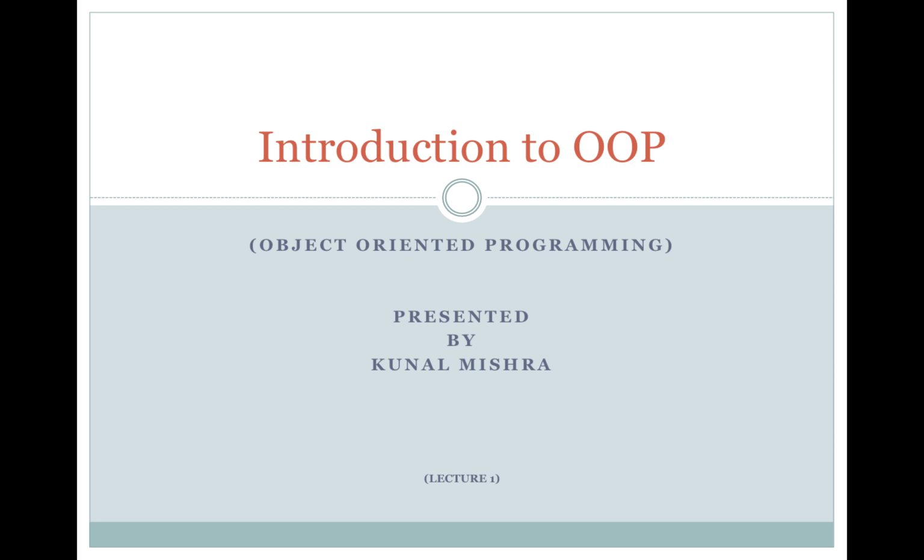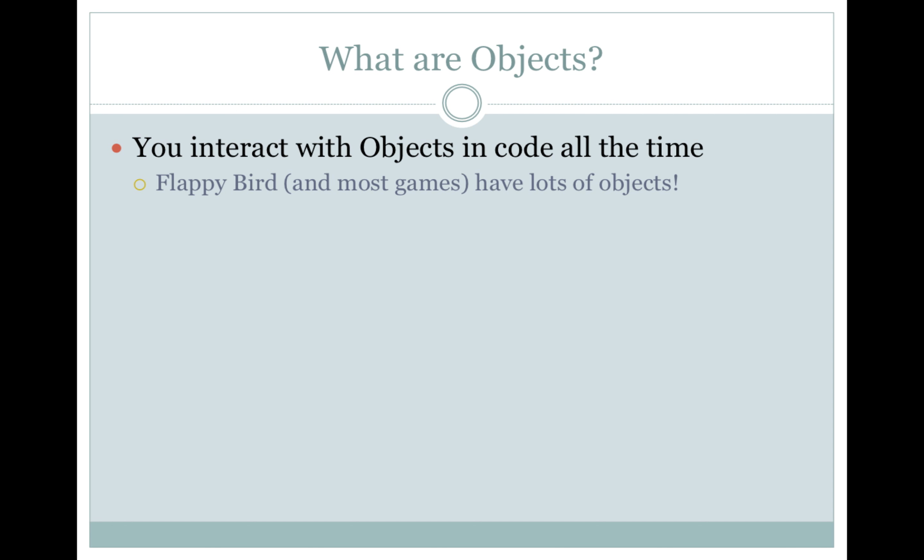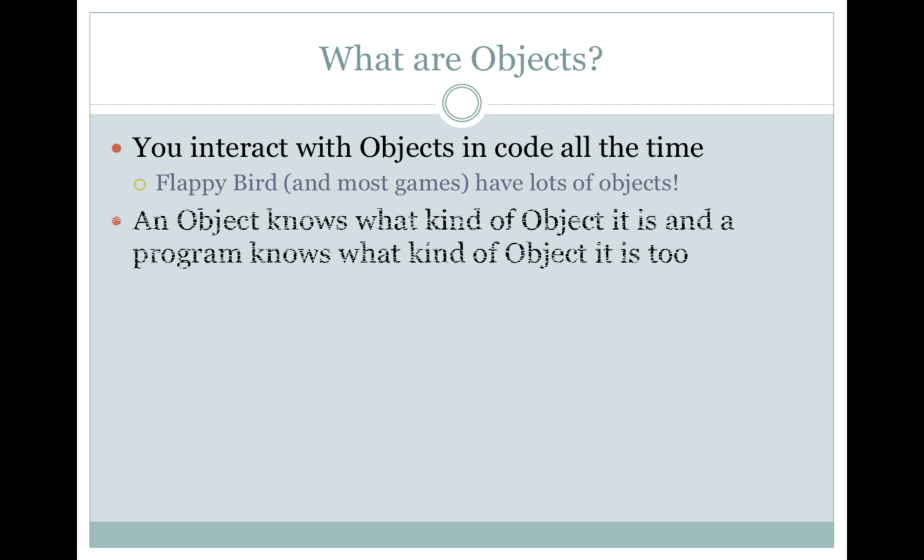So last lecture we just got through logistics, but right now we're just going to discuss some important computer programming concepts, okay? So that's the introduction to OOP, which stands for Object-Oriented Programming, okay? Now, what are objects? So you actually interact with objects in code all the time. Flappy Bird, and most games in fact, have lots of objects.